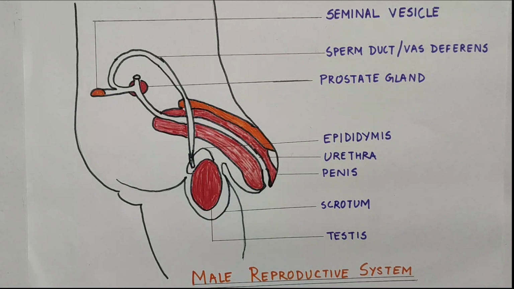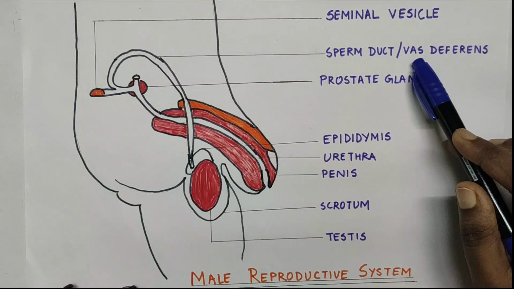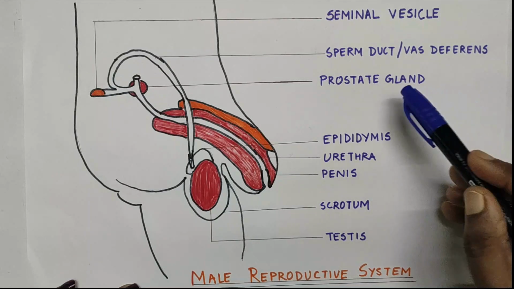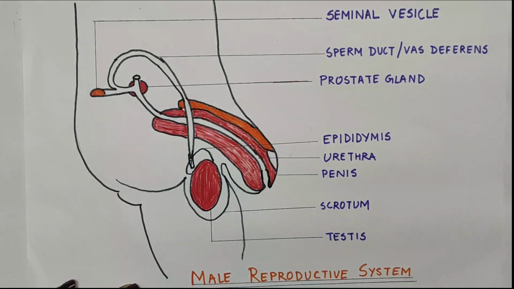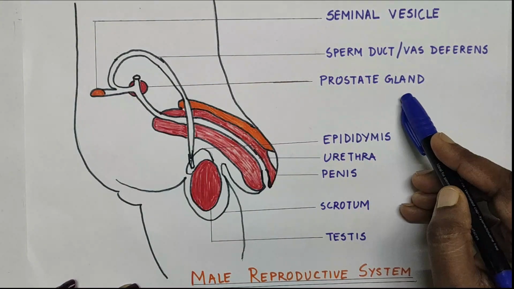Now the main parts consist of the pair of testes. Here one testis is shown. It is a side view. The sperm ducts, also called the vas deferens, the urethra, the penis, and the accessory glands. These two glands are marked in the diagram: the seminal vesicle and the prostate gland.